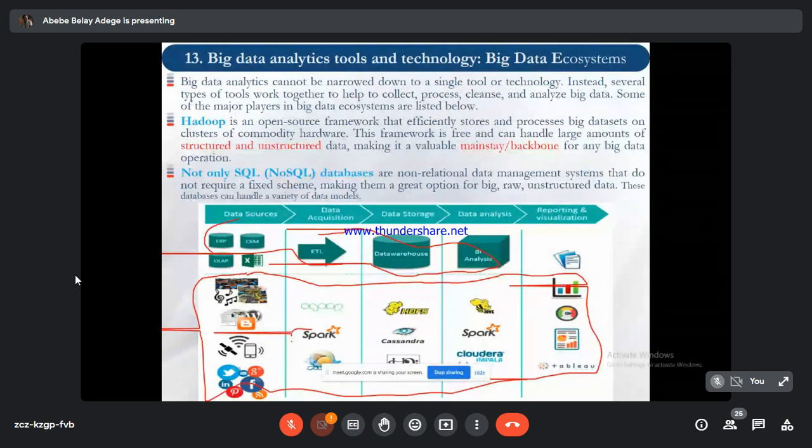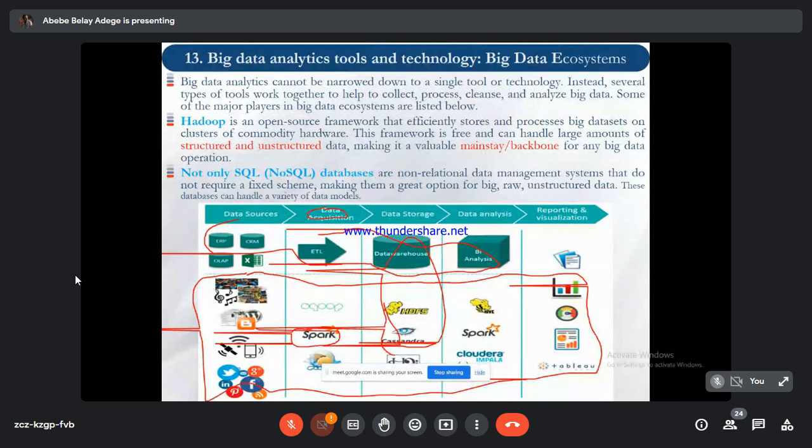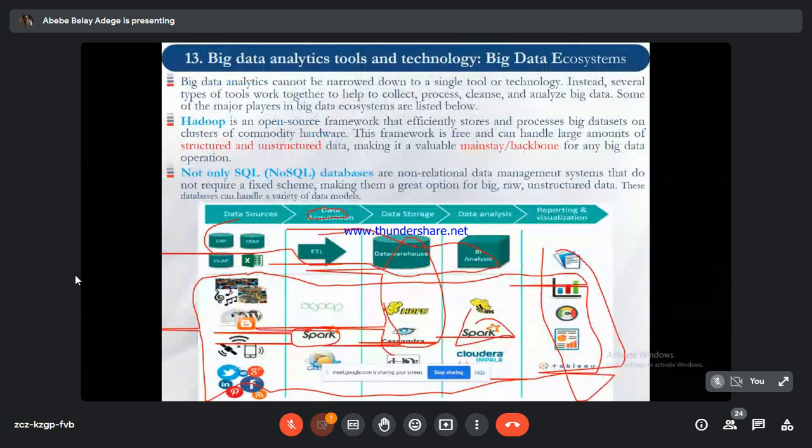For example, we can use Spark for data acquisition, for data collection, and then this data can be stored in Hadoop. Once the data is stored in Hadoop, it can be analyzed using Spark. Then it can be visualized as output like this, graphical. Such a type of data representation is one of the ecosystems for big data.